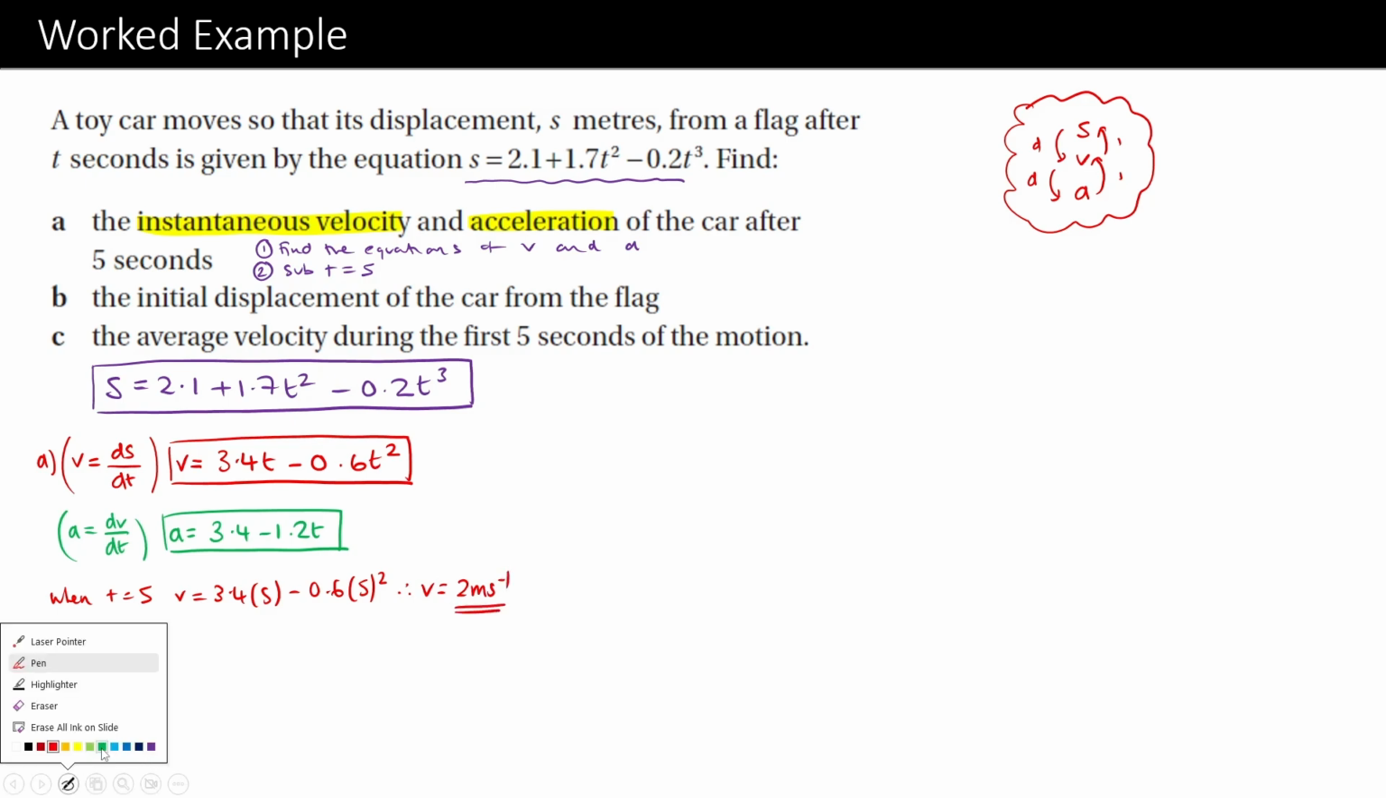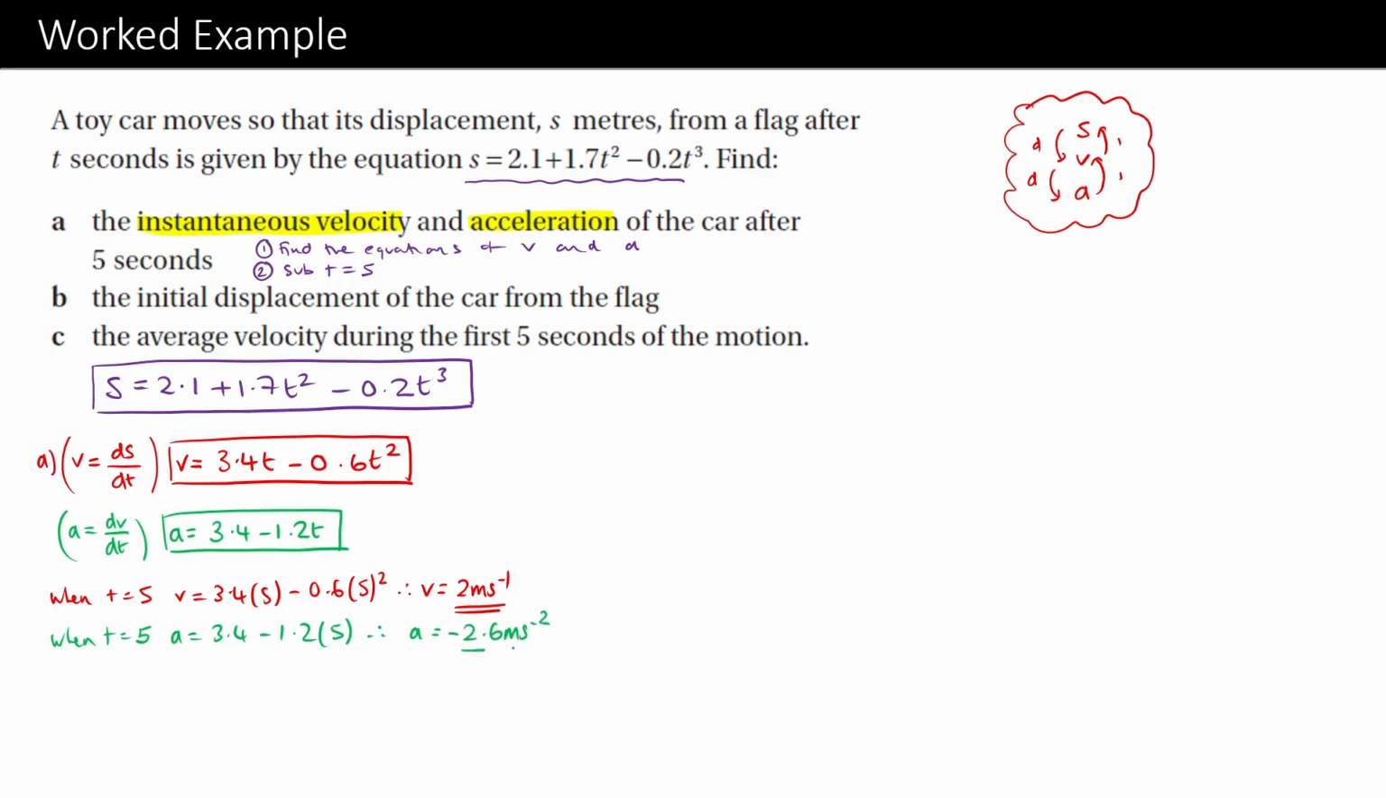Then if I substitute t equals 5 into the a, we get 3.4 minus 1.2 multiplied by 5, and that's going to give me an acceleration value of negative 2.6. Again, don't forget the units for this, which is meters per second squared. Then for part B, let's just rule off from there.